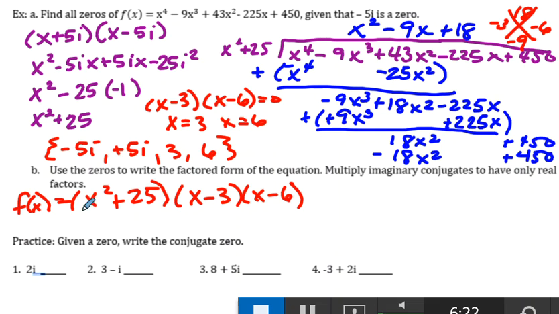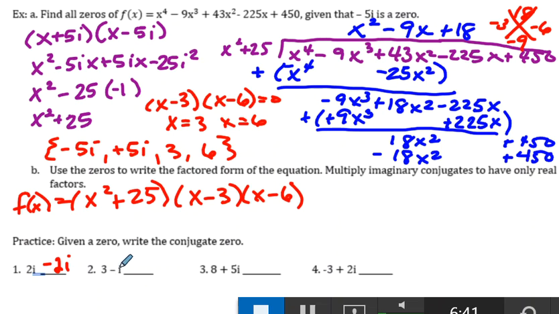Okay, so in the practice here, try to pause the video and see if you can write the conjugates before I go on. Remember that the conjugates have the same real part and the opposite of the imaginary part. So since this is only imaginary, that would be a negative 2i.